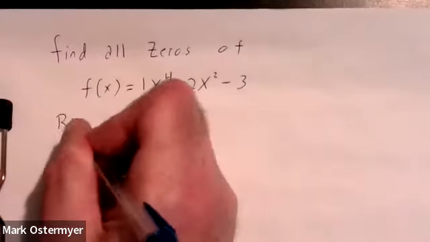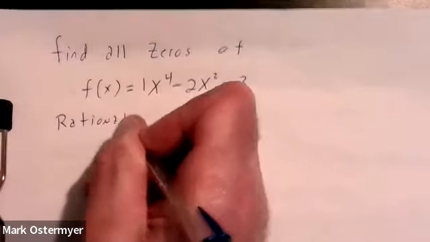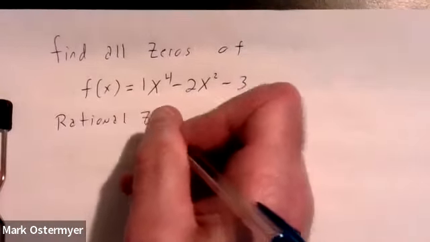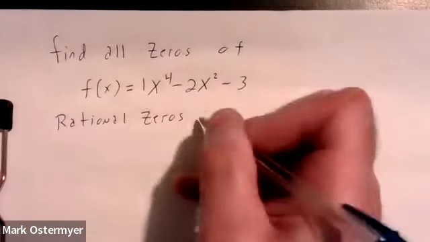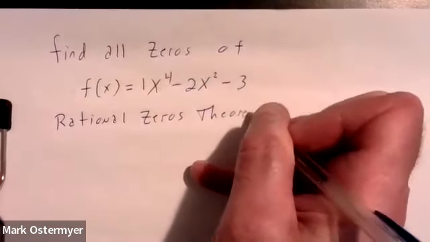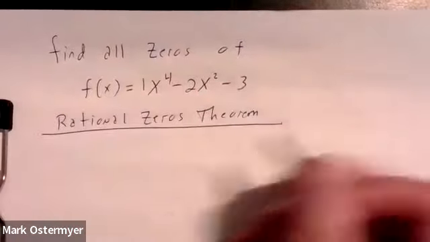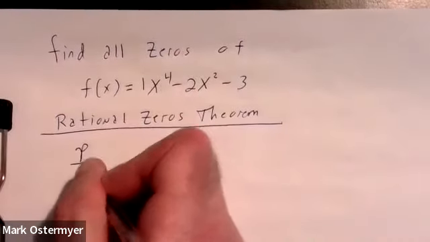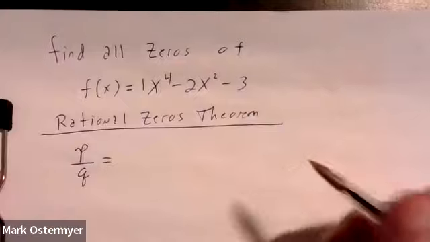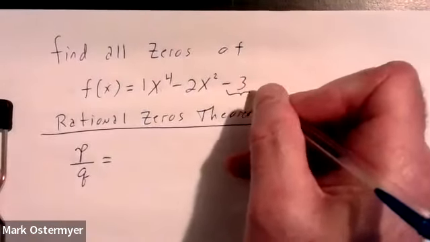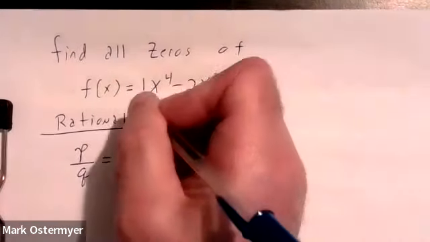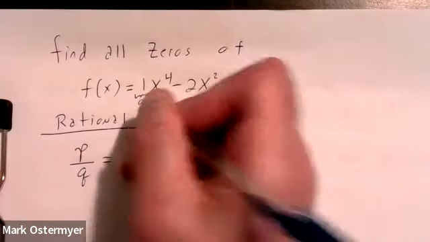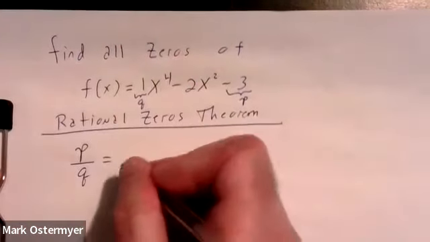Rational zero theorem to get us started. What are the potential rational zeros? Well, we're going to list them. They must be on the form of P over Q, where P is a factor of the constant term, Q is a factor of the leading coefficient. So what are factors of -3?